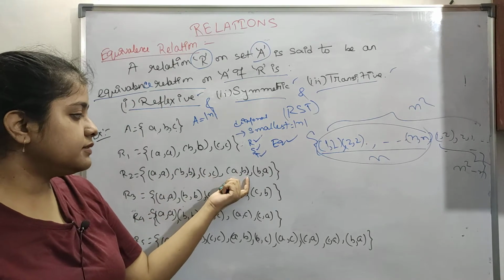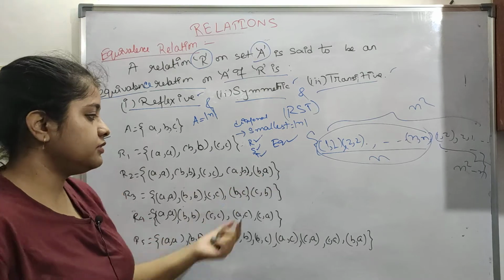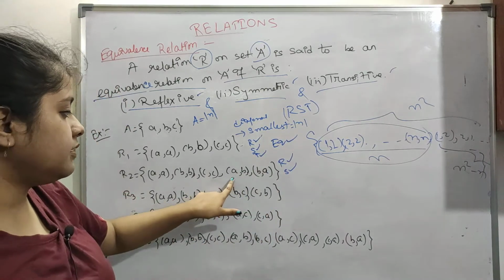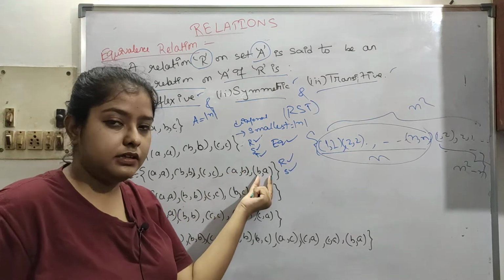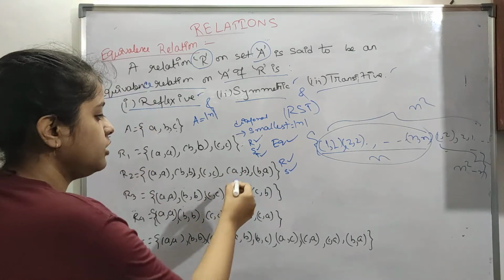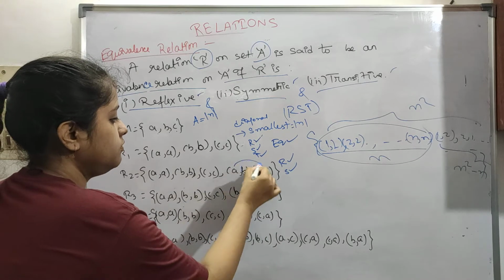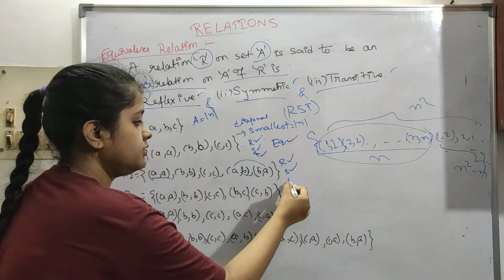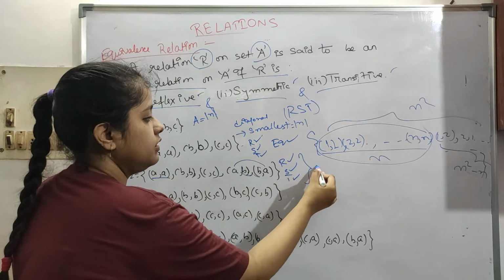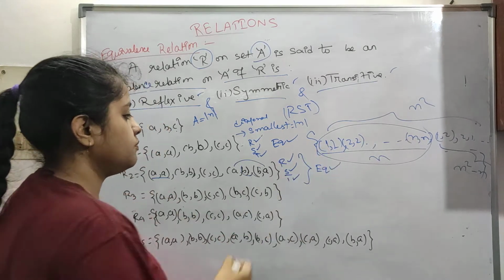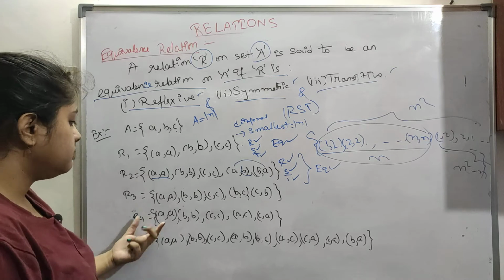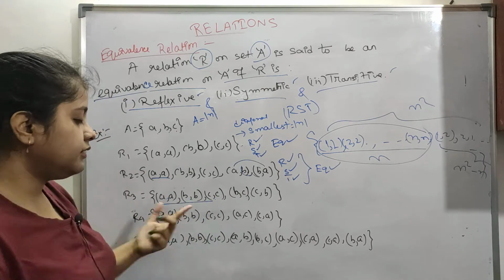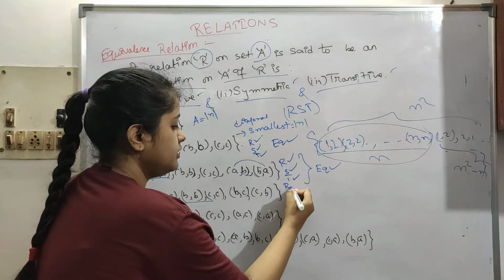So (a,b) is present, then (b,a) is also present. So this is symmetric. Our reflexive was there, and symmetric is happening because if (a,b) is present, then (b,a) has to be present. So this part is common, and it can be written as (a,a), which is already present. So this is transitive. So total equivalence is possible.